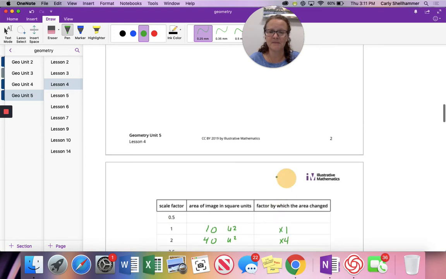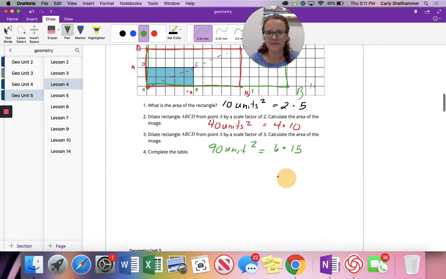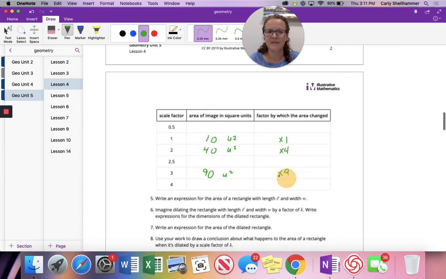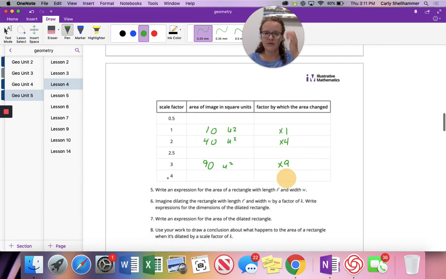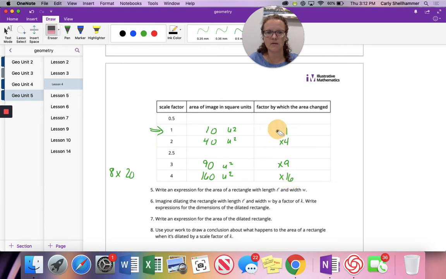All right, if we did a scale factor of 4, that would mean my length would change by 2, 4, 6, 8, and my width would change by 5, 10, 15, 20. And my area would be 160 units squared. And from my original, that would be a times 16. That times looks a little wonky. We're going to get rid of that.